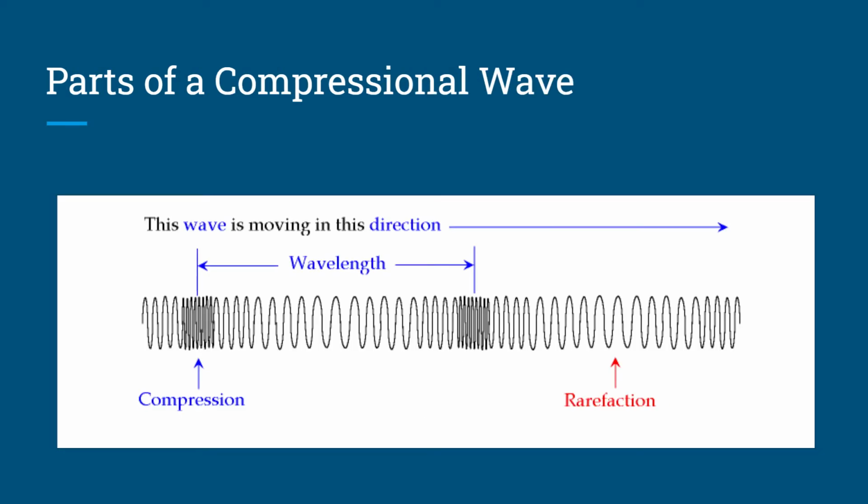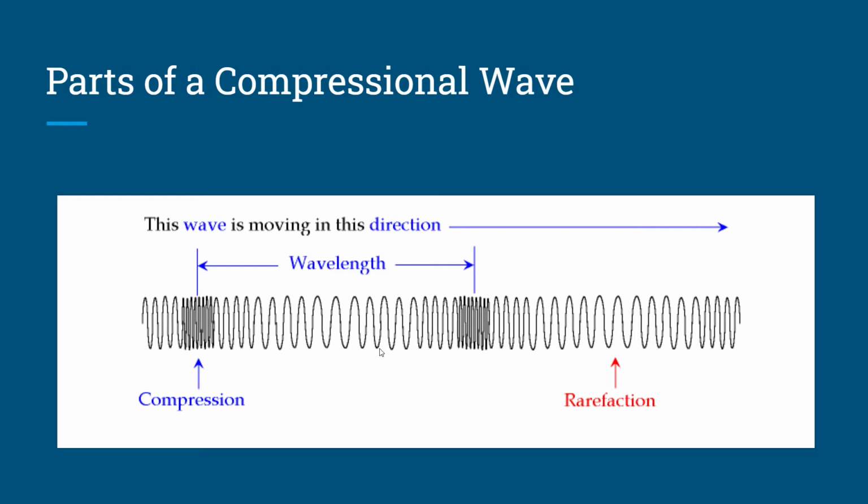Parts of a compressional wave are very, very similar, except instead of crests and troughs, we have what are called compressions and rarefactions. A compression is hopefully very self-explanatory. It's the compressed part, right? A rarefaction, on the other hand, is a fancy scientific word for the rest, right? So the non-compressed bits, the normal bits of, in this case, the spring, but it could be air particles, could be anything with a compression.